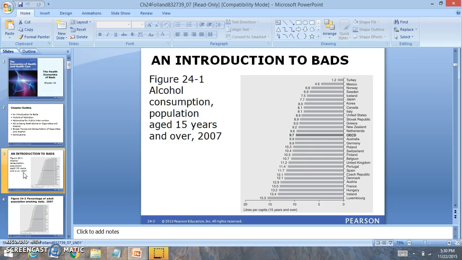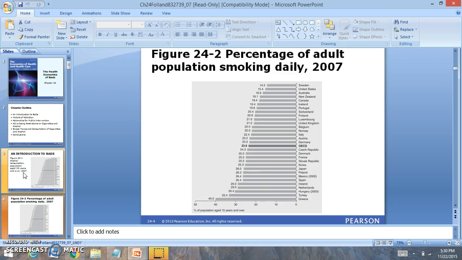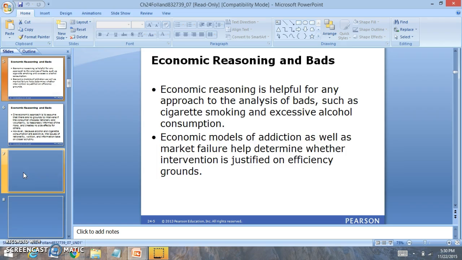When we look at this chapter, you're going to be looking at alcohol consumption, and you're going to be relating alcohol consumption to other countries. You'll notice that the U.S. is just about in the middle in terms of alcohol consumption. When we look at smoking consumption as well, the data is a little bit old from your textbook, but still we're in the middle of the consumption compared to other countries.